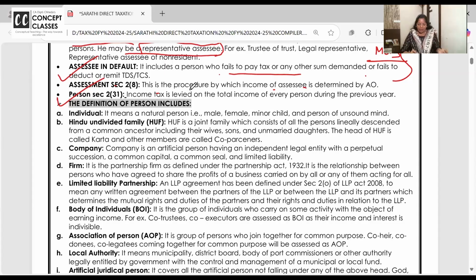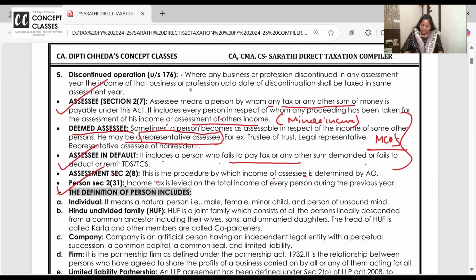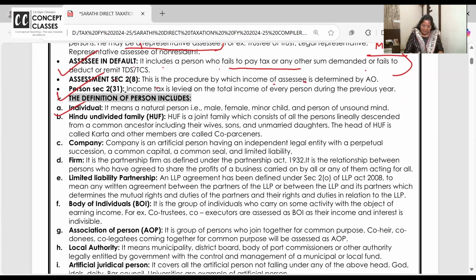Now I'm referring to the material, and then I'll open it for all of you to ask doubts. Look at this. Who are the persons? I said the definition includes a person who is liable to pay tax in India, right? So who is the person? Individual, male, female, minor, person of unsound mind. A representative will pay the tax on his behalf.